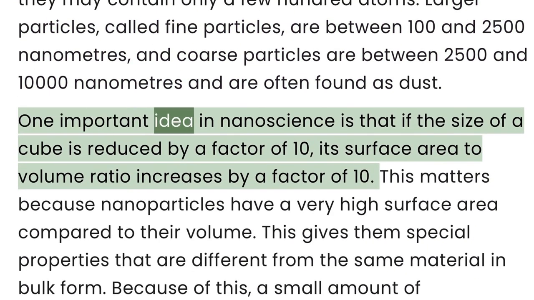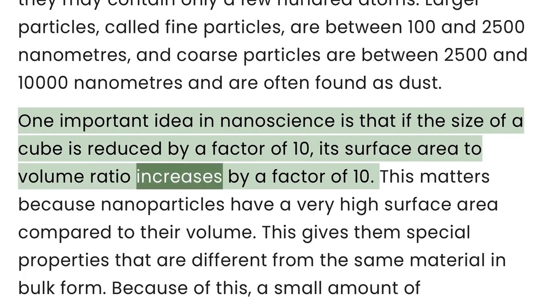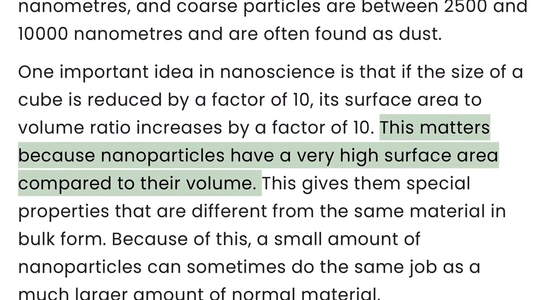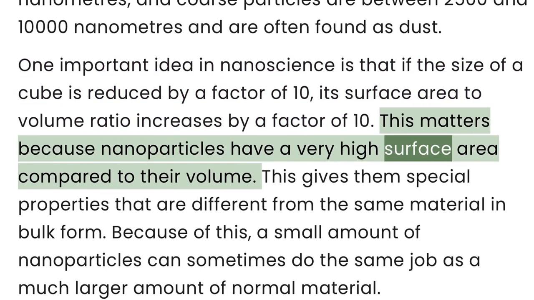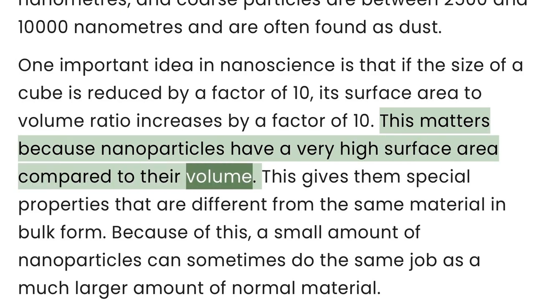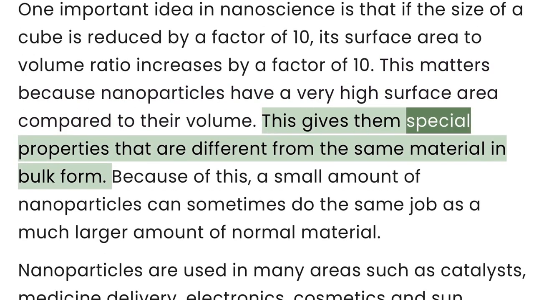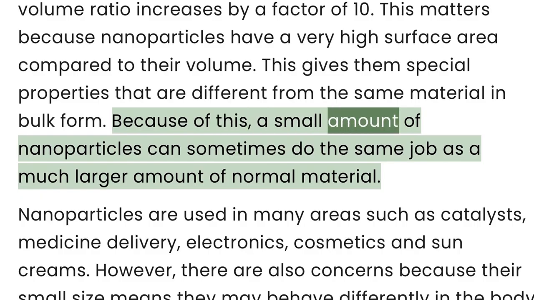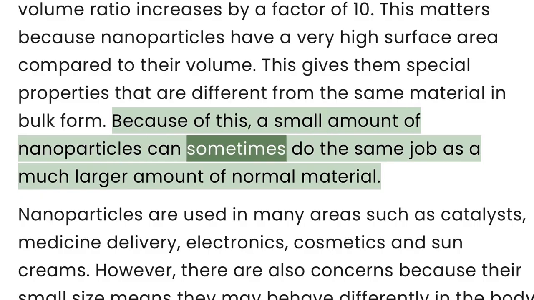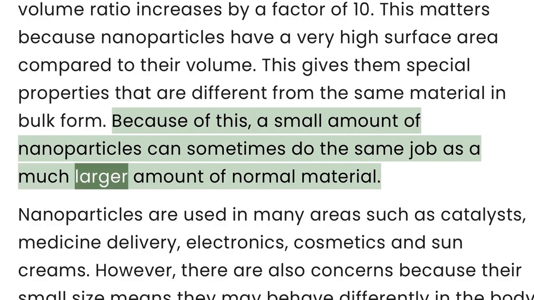One important idea in nanoscience is that if the size of a cube is reduced by a factor of 10, its surface area to volume ratio increases by a factor of 10. This matters because nanoparticles have a very high surface area compared to their volume. This gives them special properties that are different from the same material in bulk form. Because of this, a small amount of nanoparticles can sometimes do the same job as a much larger amount of normal material.